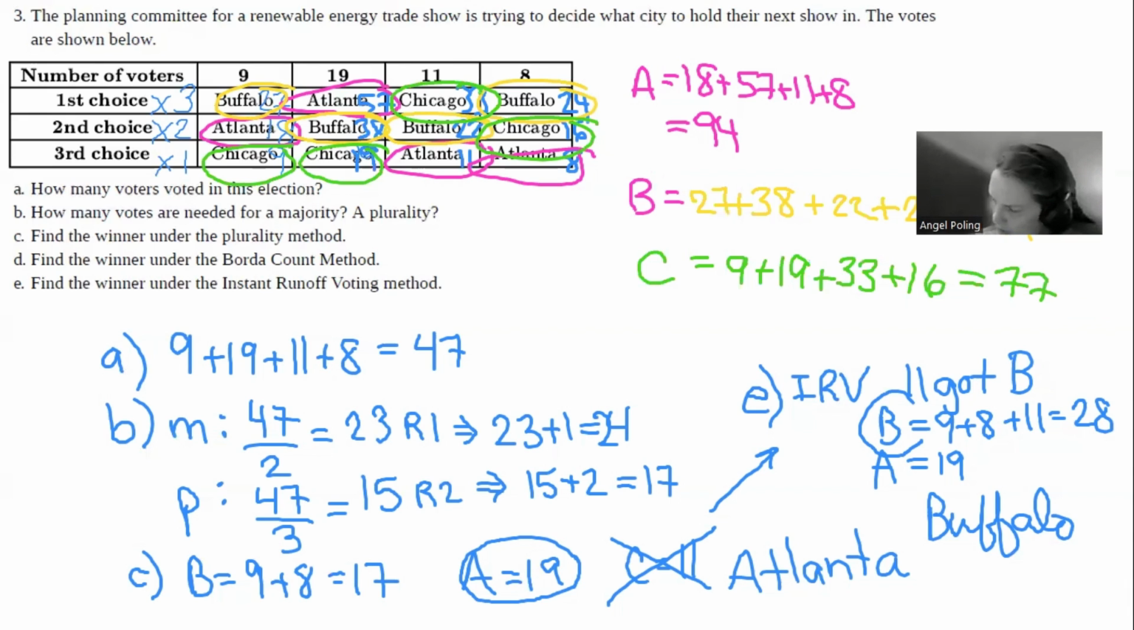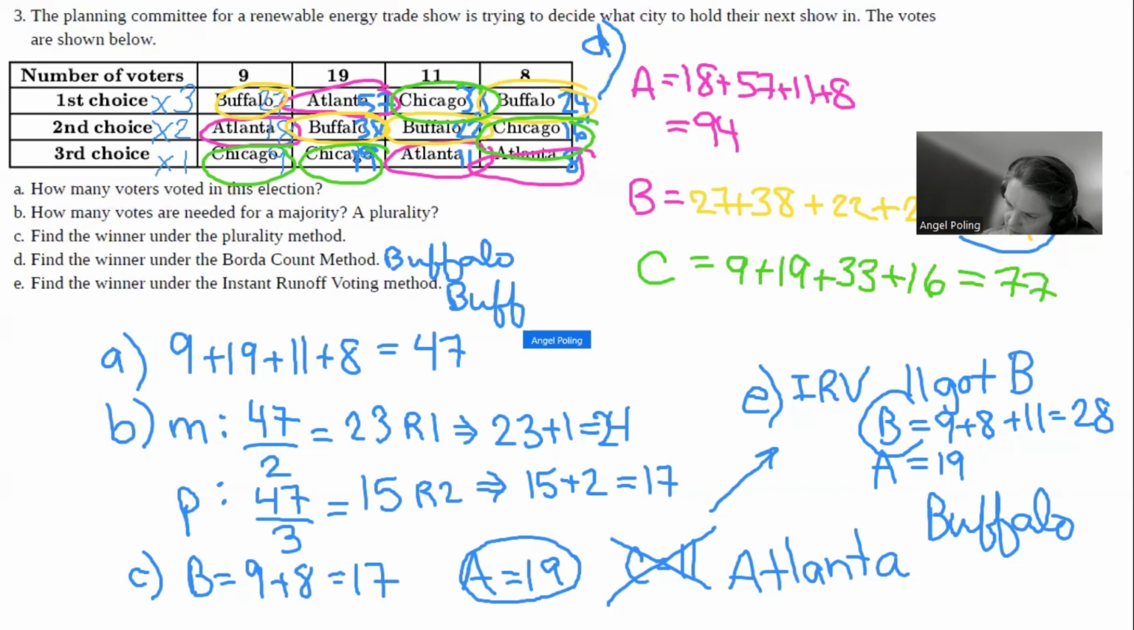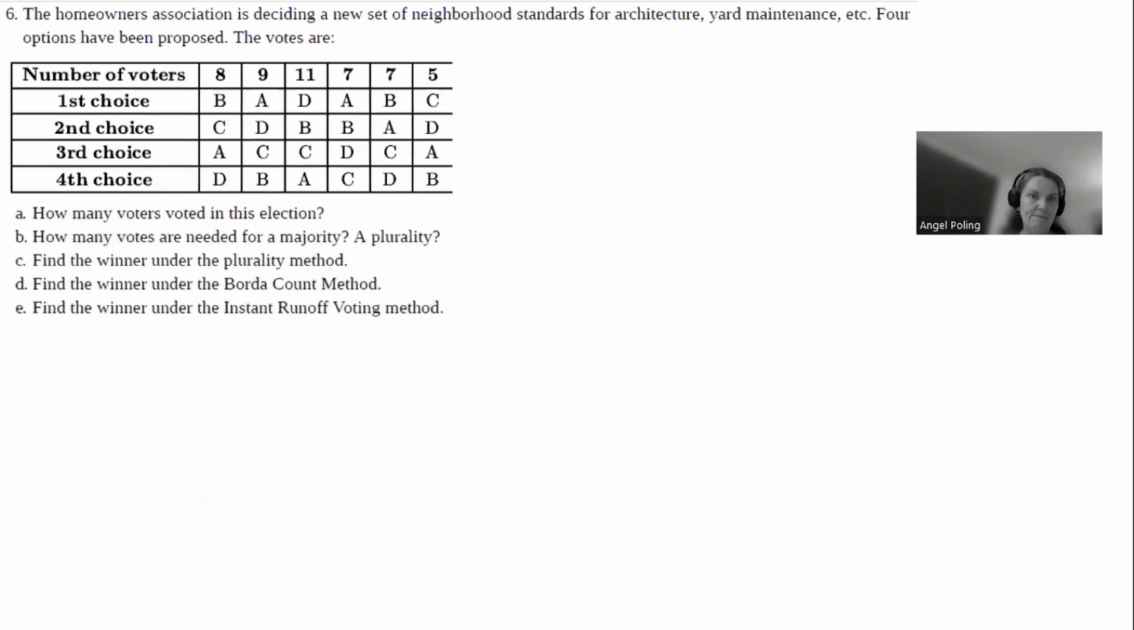So we've got part D here for the Borda method, and it looks like Buffalo wins again. So we've got Buffalo for Borda. Buffalo also won the runoff, and Atlanta won the plurality method. Now, this one was our quiz. So let's take a look at this one.